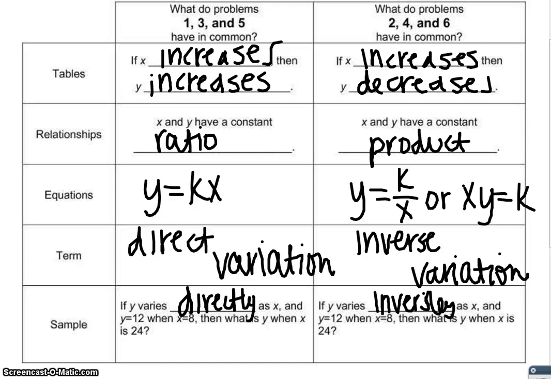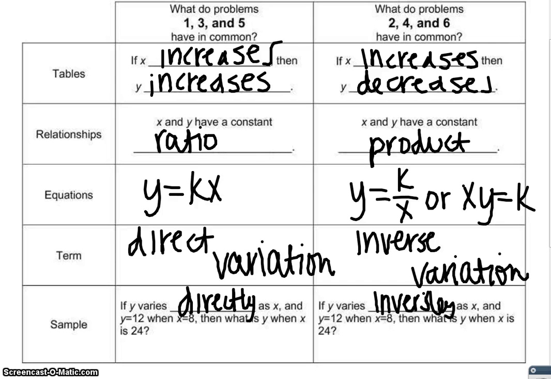Look at the right-hand column. It says, what do problems 2, 4, and 6 have in common? In those problems, when my x increased, my y actually decreased. So x and y had a constant product. The equation for that is y equals k over x, or x times y equals k, and then we ended up solving it. That's going to be called an inverse variation.